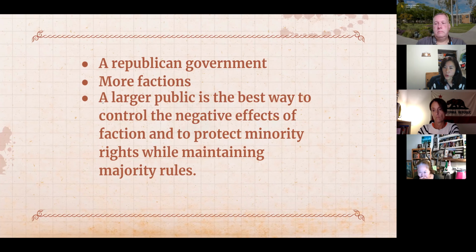Madison also proposed to have more factions, because with more factions, that will dilute the power that each faction has, which will make it less likely to have a majority faction oppress the rights of others. And finally, Federalist number 10 is all about how the larger republic is the best way to control the negative effects of faction and to protect minority rights while maintaining majority rule.